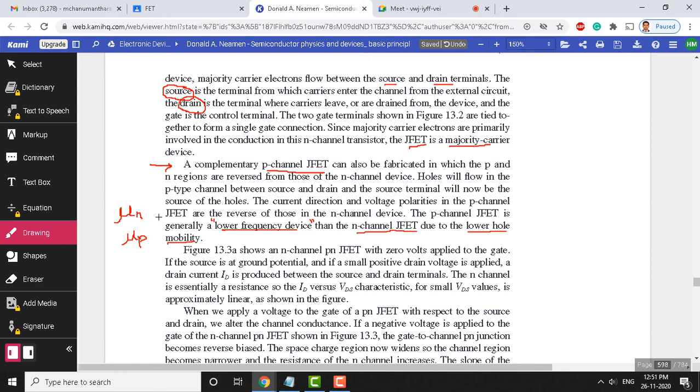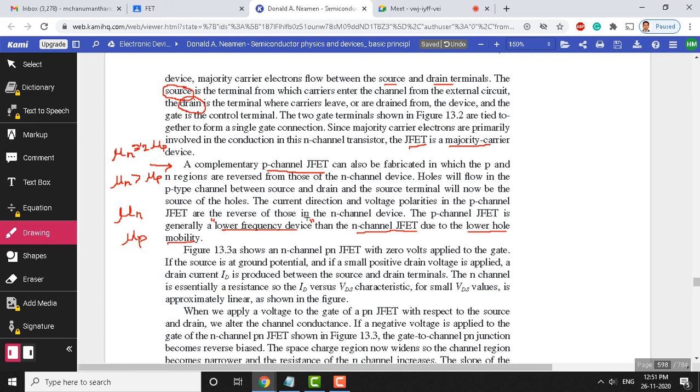That's mainly responsible for choosing N channel JFET over P channel JFET. In any device, the mobility of electrons will be larger than the mobility of holes. Roughly, I would say that the electron mobility is 2 times the hole mobility. So the electrons are moving at higher speed compared to the holes. That's why P channel JFETs are not preferred, because they are low frequency devices. Due to the lower hole mobility, we don't use them in applications. We commonly use the N channel JFETs.